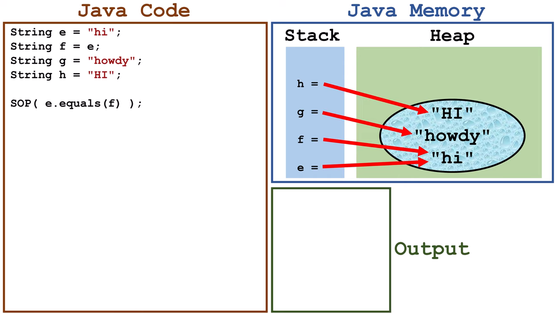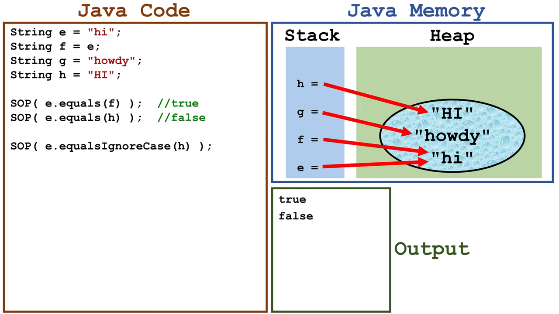E equals F checks if the two variables point at objects with the same value. E and F point at the same object, so naturally, that object has the same value as itself, and the method returns true. Next, we check E equals H. Even though E and H point at objects that say hi, the string's equals method is case sensitive, so it returns false. Finally, we use the equalsIgnoreCase method to compare E and H. Ignoring the capitalization, E and H point at objects with the same value, so the equalsIgnoreCase method returns true.